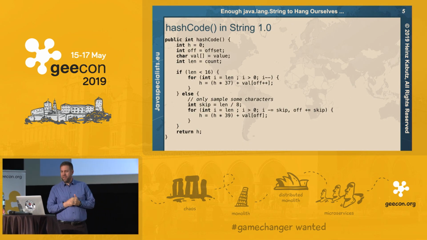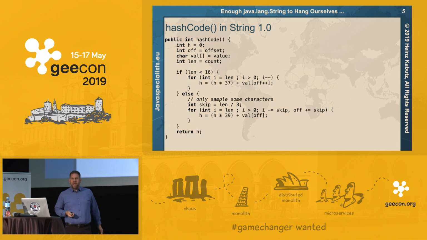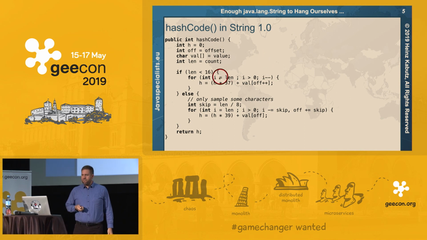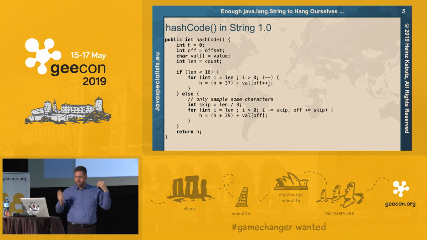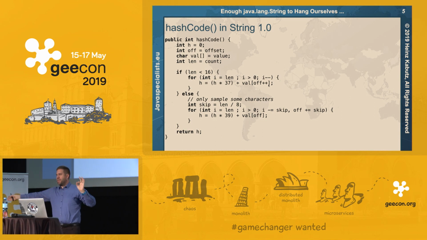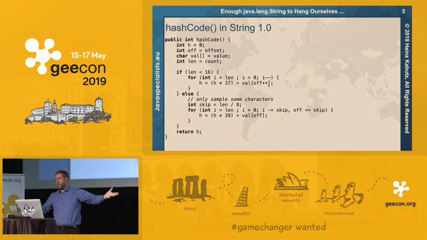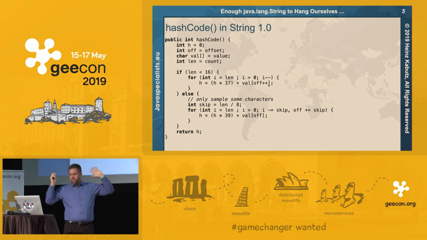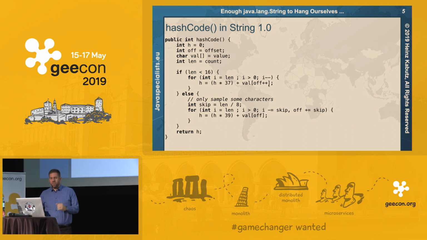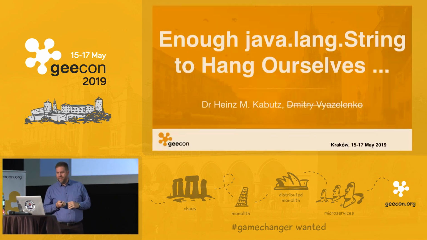This is what the code looked like in String 1.0, the hash code. And if you look at this, if length is less than 16, they look at every character, and they have some weird multiplication times 37. A prime number has got to be better than not a prime number, right? Otherwise, they sample some of the characters. And they basically take the length divided by 8, and so they look at 8 characters in the entire string. So you could have a string of 10,000 characters, and they would only look at 8 of those characters. You can imagine that you could have a lot of clashes when you had hash codes with the same value.